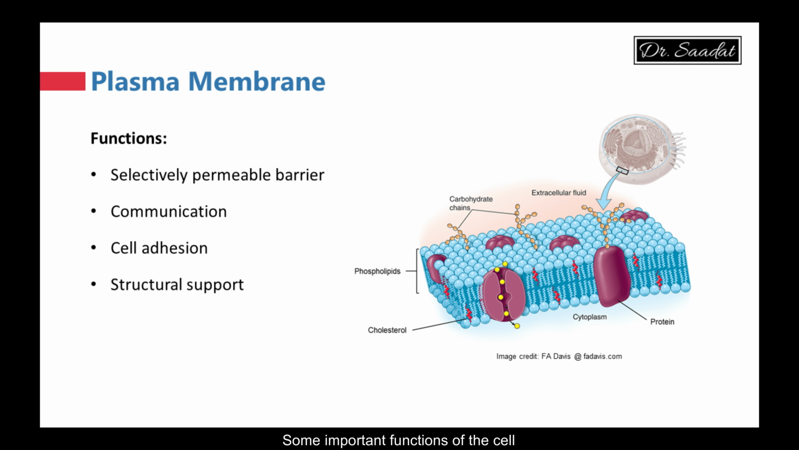Some important functions of the cell membrane include selectively permeable barrier, controls what enters and leaves the cell. Communication, enables signal transduction for interacting with other cells. Cell adhesion, helps cells stick to each other and the extracellular matrix. Structural support, provides a framework for the cytoskeleton.